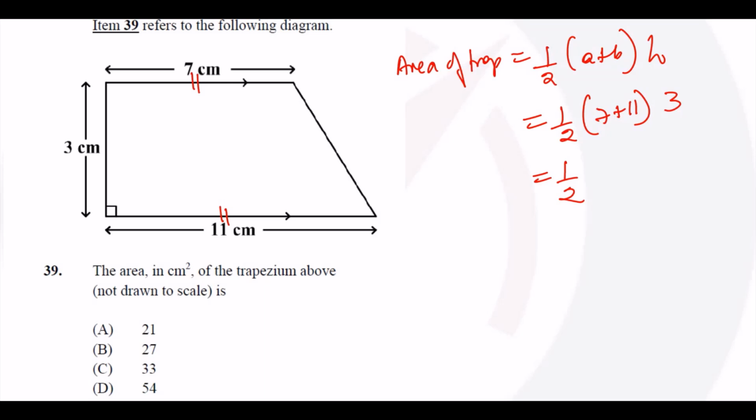So 7 plus 11, that's 18, times 3. Half of 18 is 9, and 3 nines are 27. So that's 27 centimeters square. So our answer is going to be B.